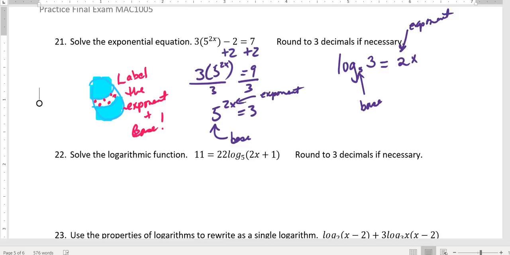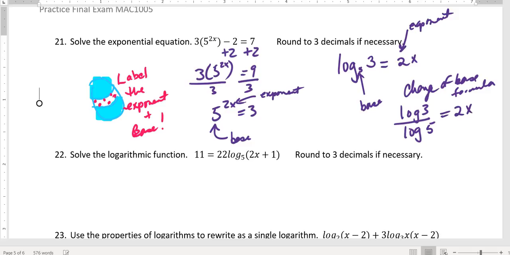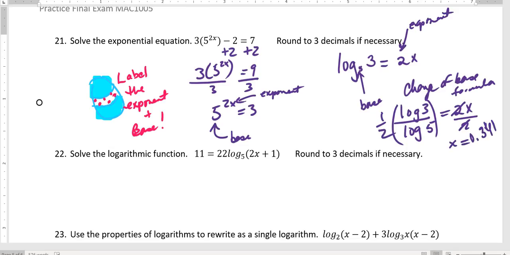So now I'm just going to realize, wait, I don't have a log base 5 on my calculator, but I know the change of base formula. The change of base formula says that all I need to do is put the log of the argument over the log of the base. And the way I remember that is base goes on the bottom: B, base, bottom. Okay? Now, I want x to be by itself, so I divide both sides by 2. Okay? And when I put this into my calculator, I get 0.341.